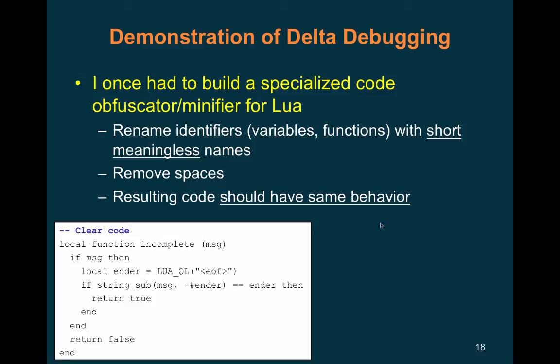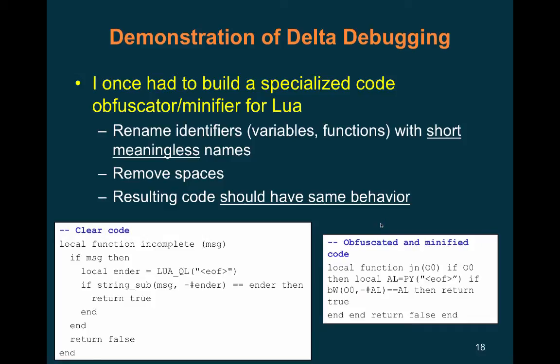Local and function are keywords. Incomplete is an identifier. MSG, message, is the name of a parameter, another identifier. Ender is an identifier. If is a keyword. You cannot rename keywords, obviously, but all of the identifiers become some very short things. Spaces get munched together, so pretty quickly you lose the sense of what's happening there. Okay, so going from here to here is the goal of the obfuscator.